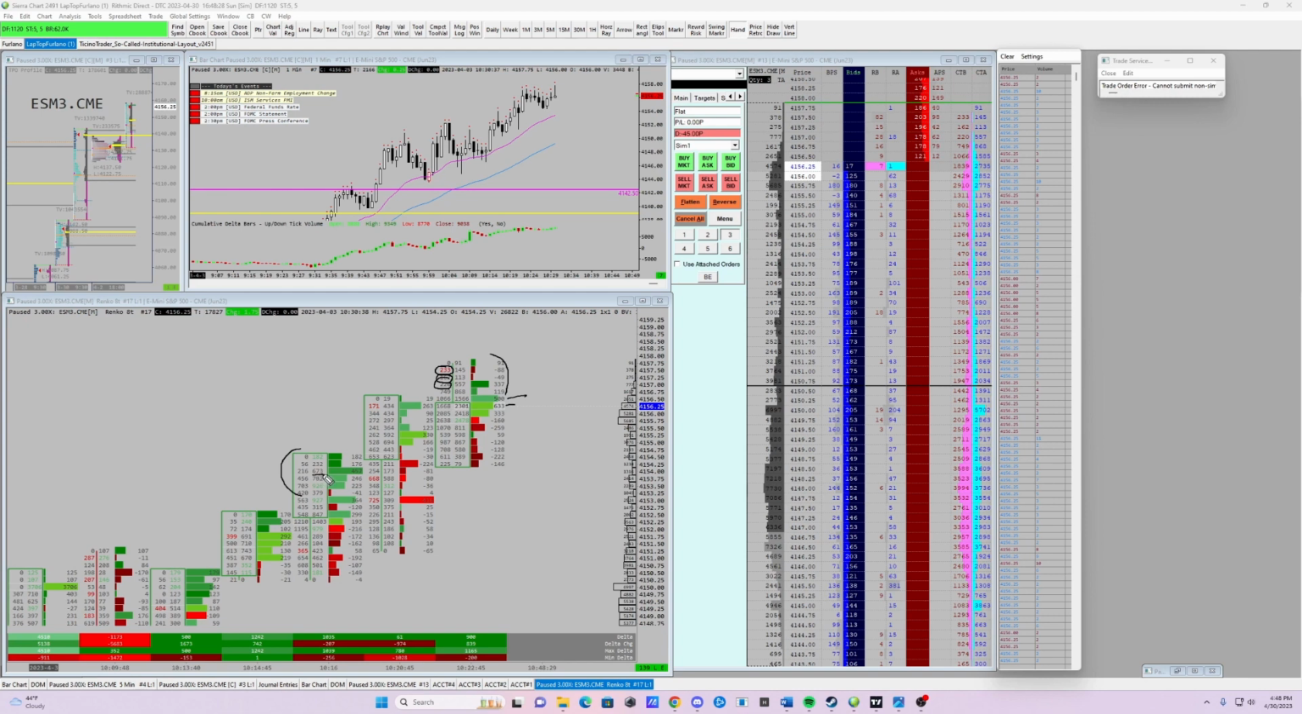You've got 673 hit the offer, 216 hit the bid. 702 hit the offer, 456 hit the bid. 232 hit the offer, 56 hit the bid. 182 hit the offer, 0 hit the bid. Okay, now we take this up. 113 hit the offer, 162 hit the bid.